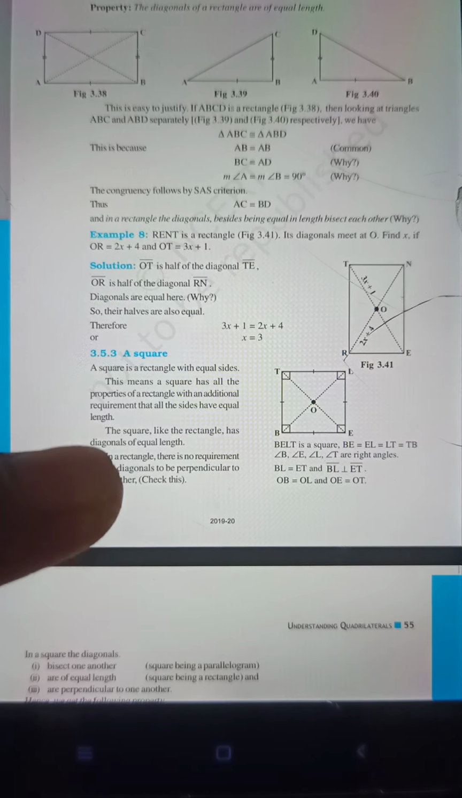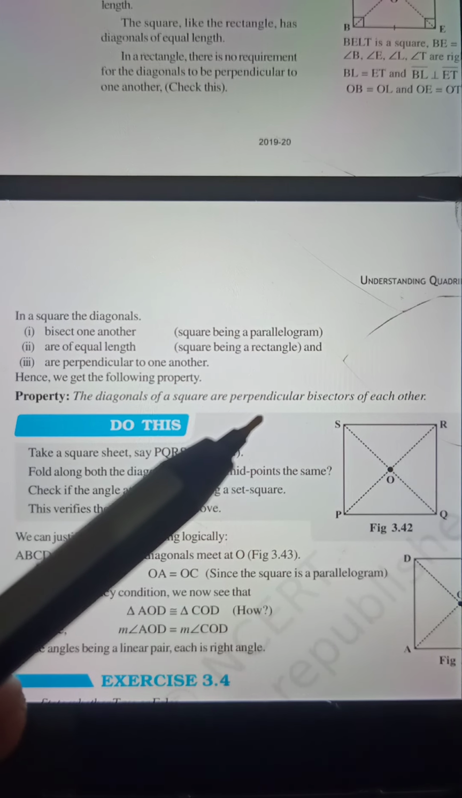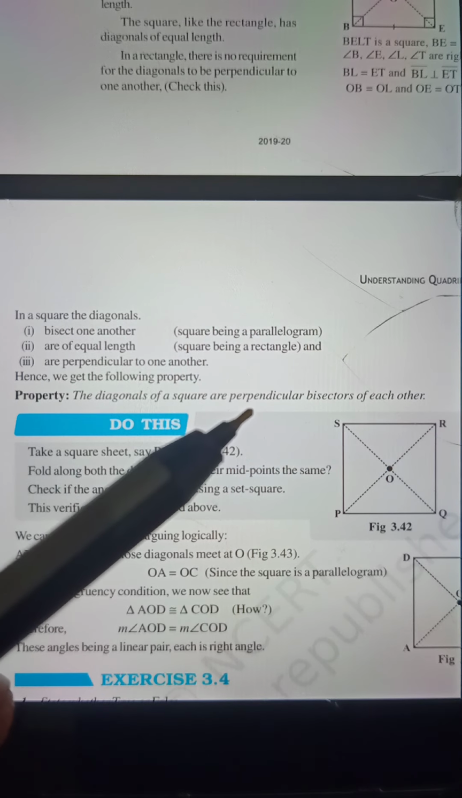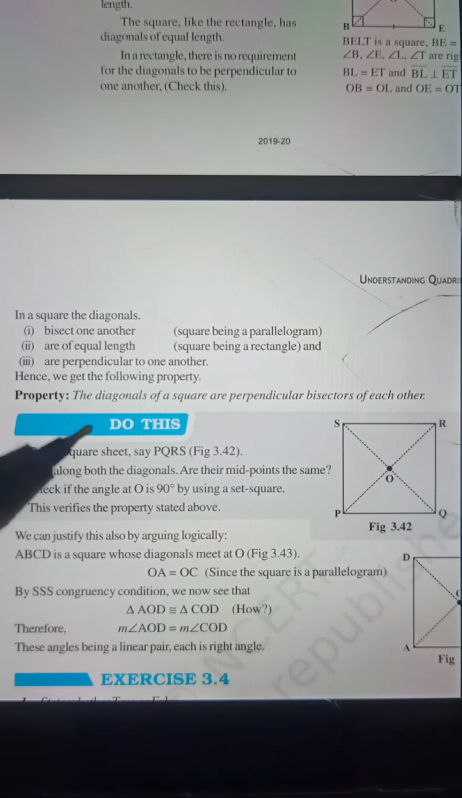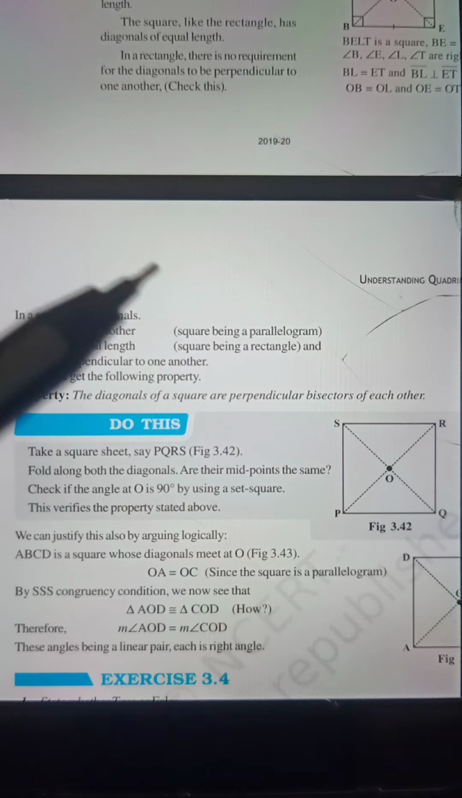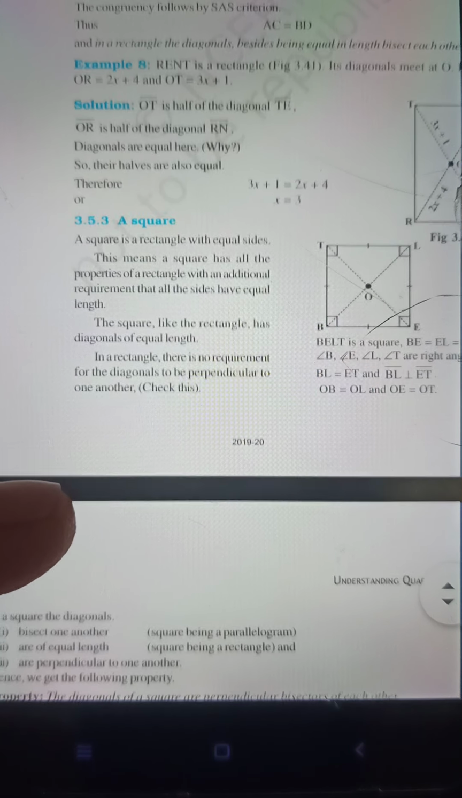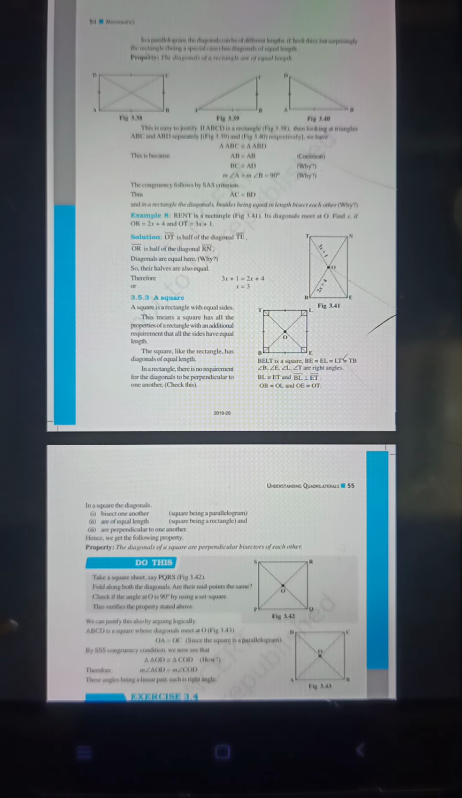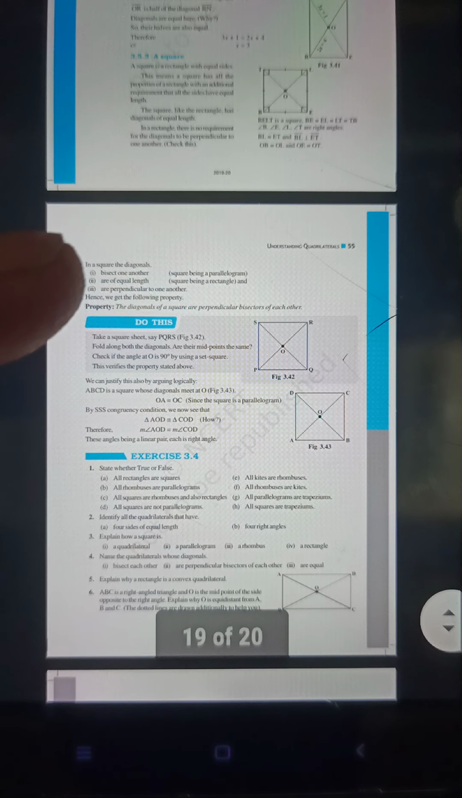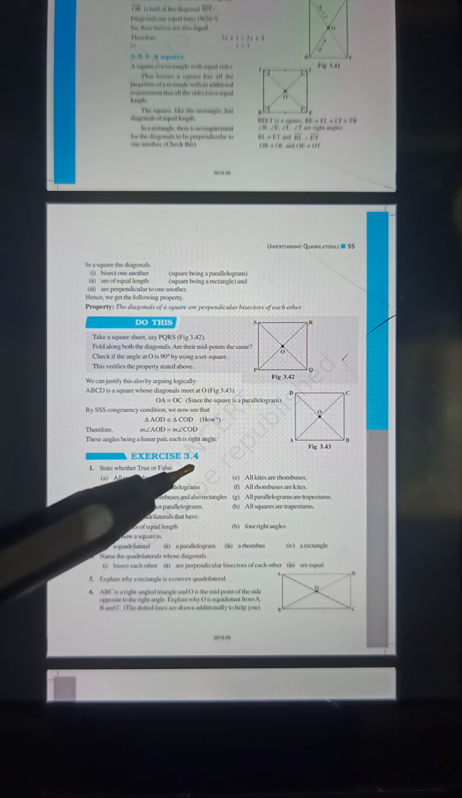So obviously the diagonals of a square will be perpendicular bisectors of each other, because as I told you, a square is also a rhombus. The property of a rhombus was that diagonals are perpendicular bisectors of each other, so that will also be a property of a square. And the property of a rectangle was that diagonals are equal, so for a square also the diagonals will be equal. I don't know if they've given it or I've missed it out, whatever. Just understand that a square is actually a combination of a rhombus and a rectangle. So read through all these properties, underline them, learn them, understand them, and then next time I will move on to discussing questions from 3.4.